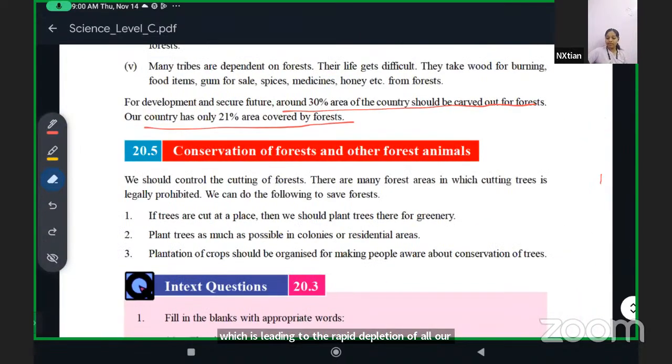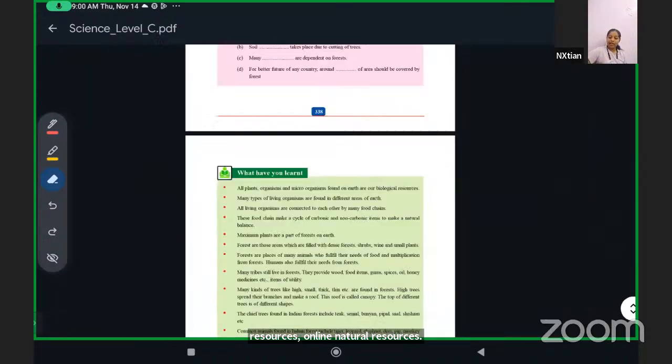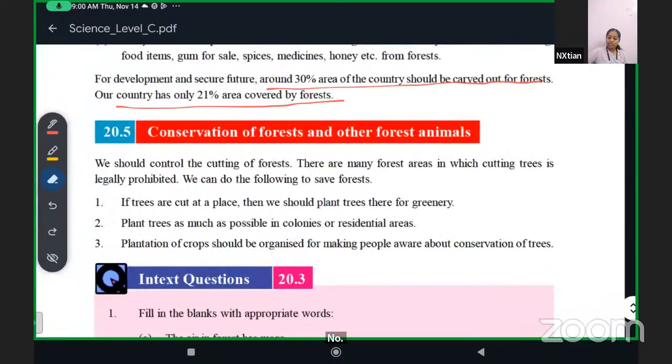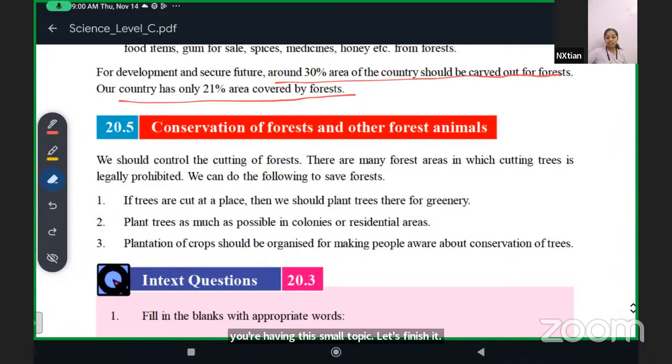Now, we're having this small topic. Let's finish it. Conservation of forests and other animals. We should control the cutting of forests. There are many forest areas in which cutting trees is legally prohibited. We can do the following to save the forest.